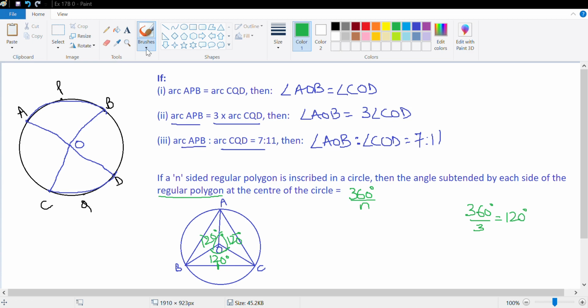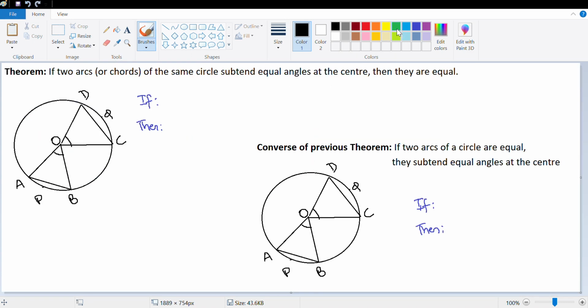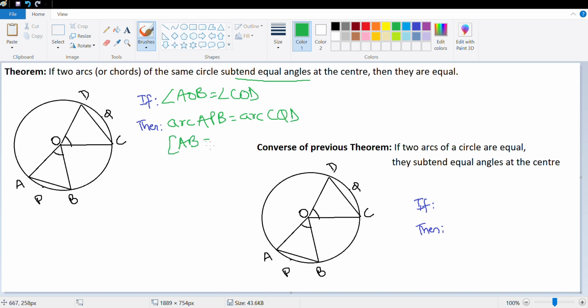Let's look at the next one. The next one says, which is what we've done in the previous slide also, but I just want to highlight, if two chords subtend equal angles, which means if angle AOB is given equal to angle COD, then the arcs are equal, which means arc APB is equal to arc CQD. This can also be read as chord AB is equal to chord CD. So if arcs are equal, then chords are also equal.